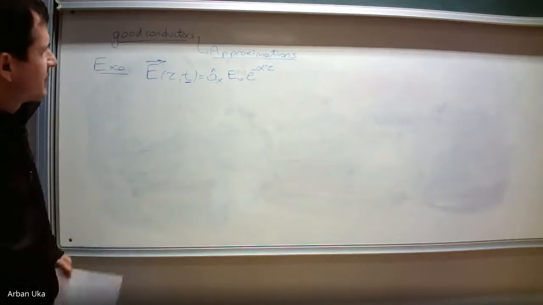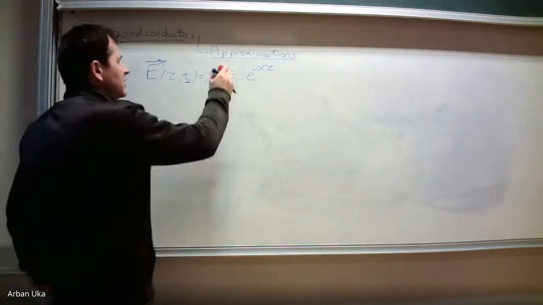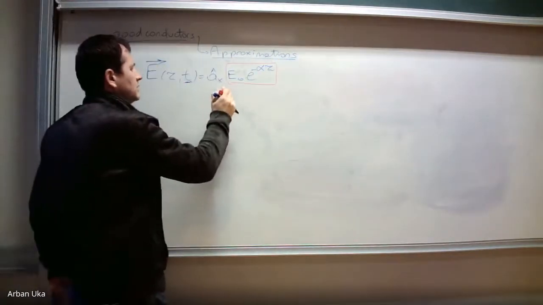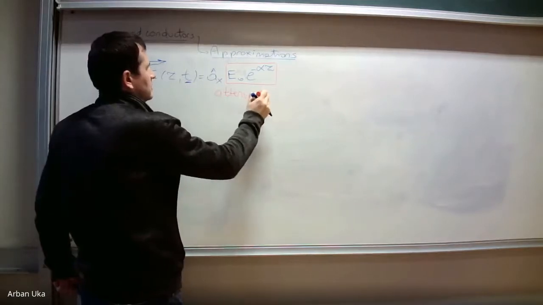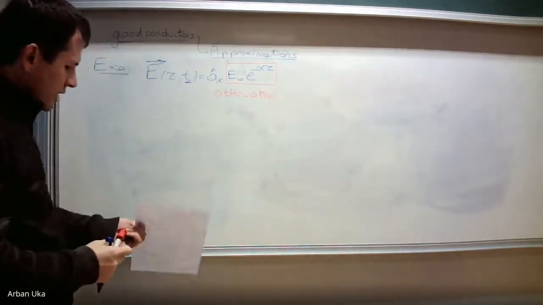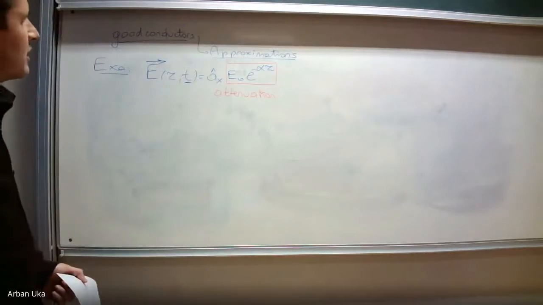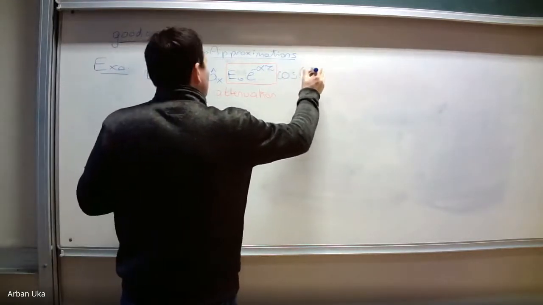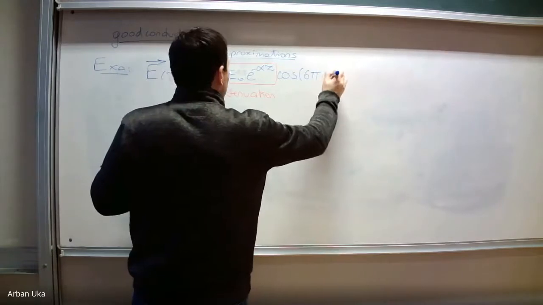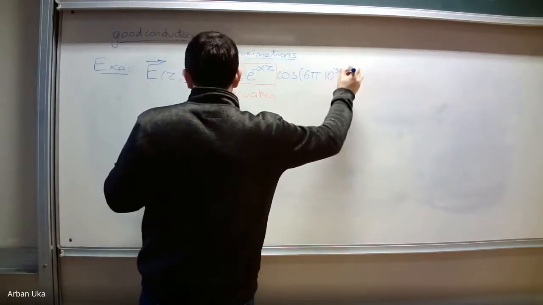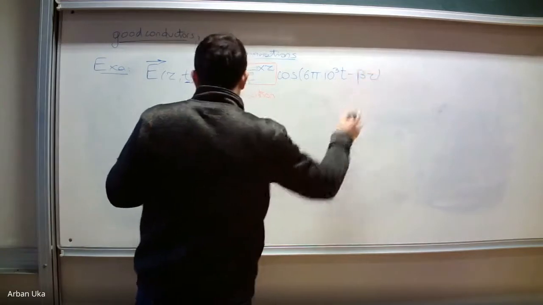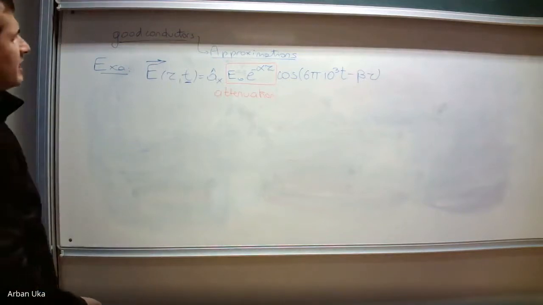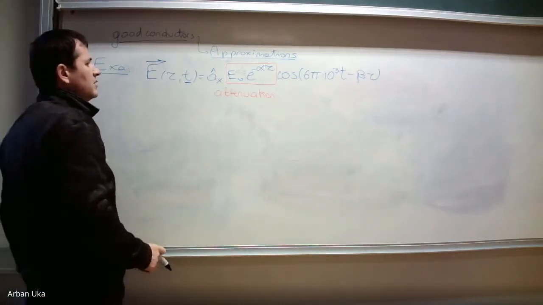The moment that we observe this e to the power minus alpha z, what do we understand here? We observe that we have an attenuation of the wave as the wave is propagating along the plus z direction. Then here we have cosine of 6 pi times 10 to the power 3 t minus beta z. This is the wave, and it is propagating into water.